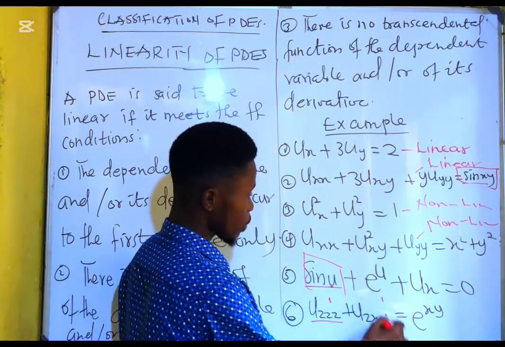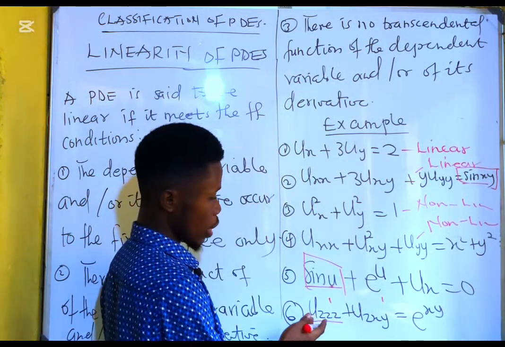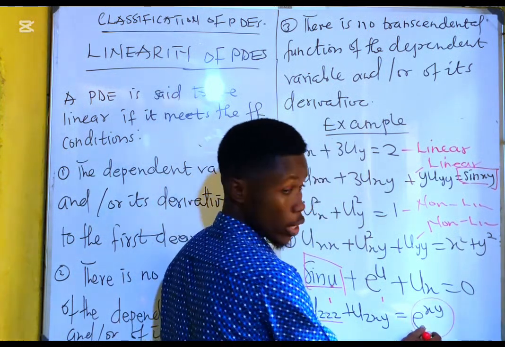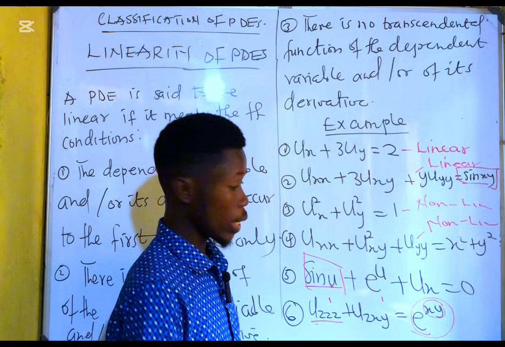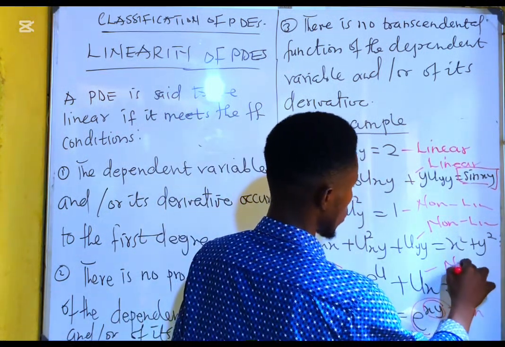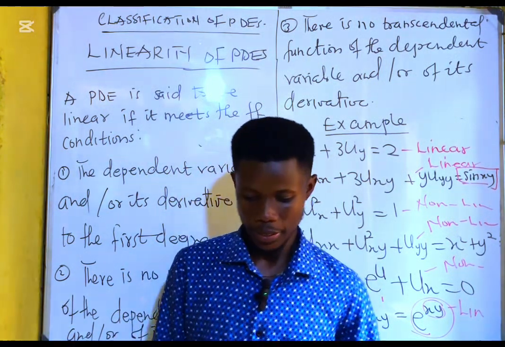Now let's look at the last one. It is with degree 1. There's no product of the dependent variable and its derivative. There's no transcendental function on the dependent variable. This is a transcendental function, the exponential function, but there is no dependent variable there. So this one becomes linear. This is non-linear. Is that okay? Very good.